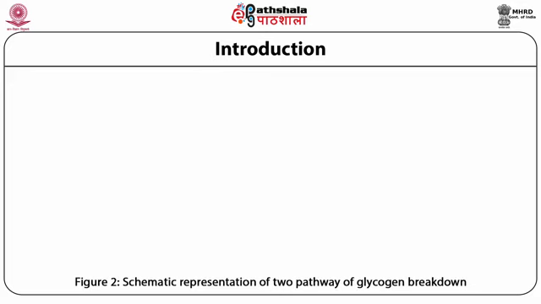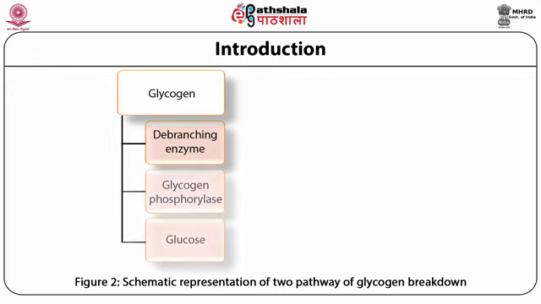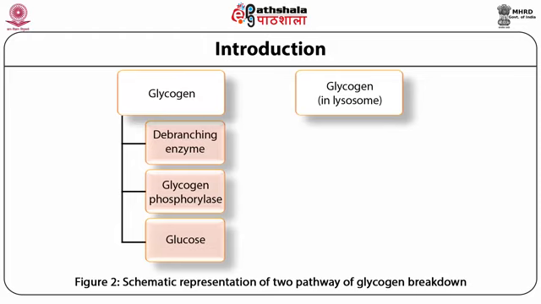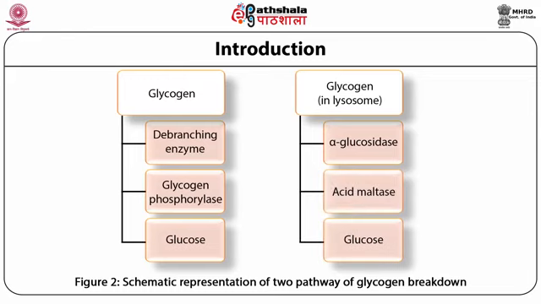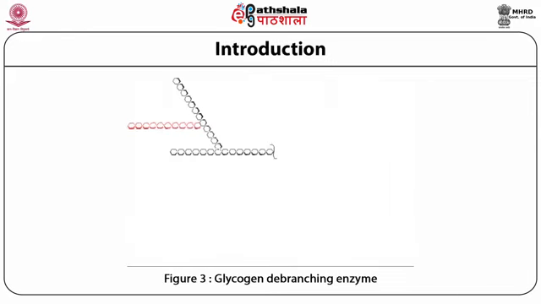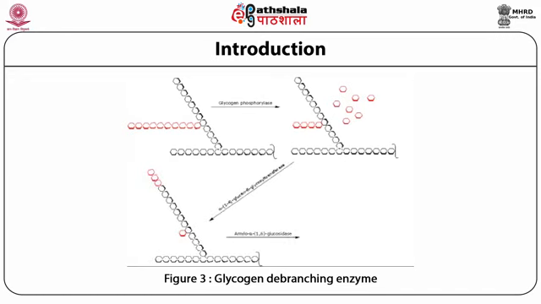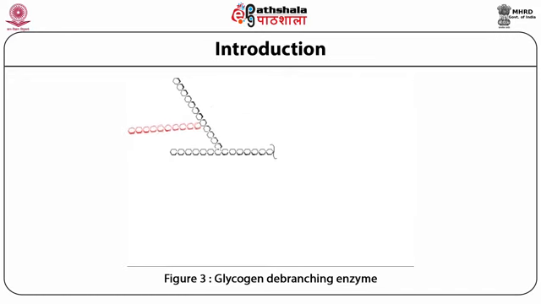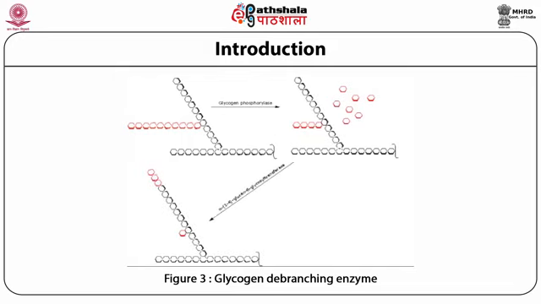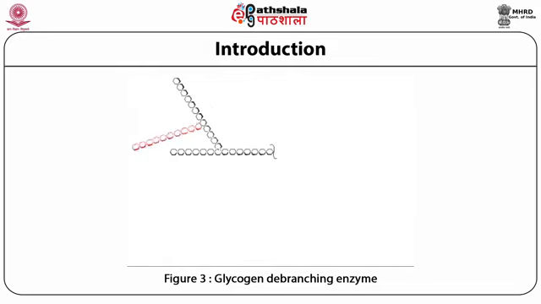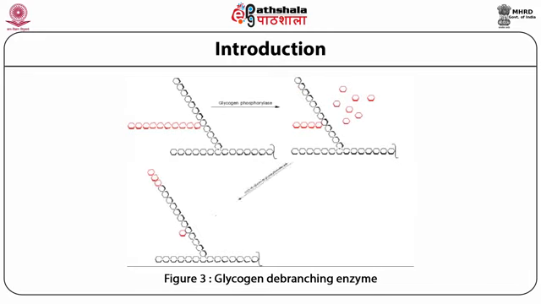This is a schematic representation of two pathways of glycogen breakdown. In one case, glycogen is broken down to glucose by the debranching enzyme and glycogen phosphorylase, while in another case, glycogen is broken down in the lysosome to glucose molecules. Over here, alpha glucosidase and acid maltase act. Glycogen debranching enzyme. This particular diagram explains the role of the glycogen debranching enzyme in glycogenolysis, how it removes the glucose molecules one by one from the glycogen molecule.